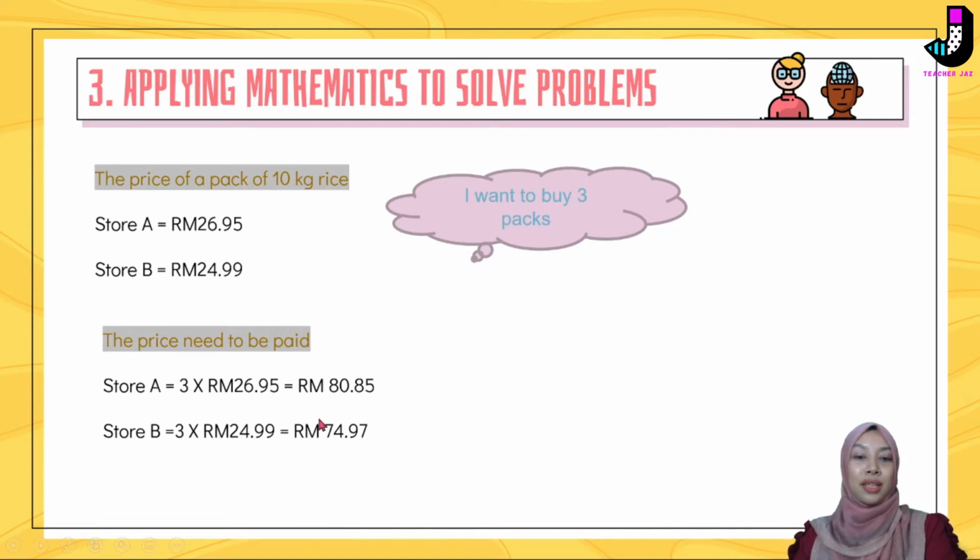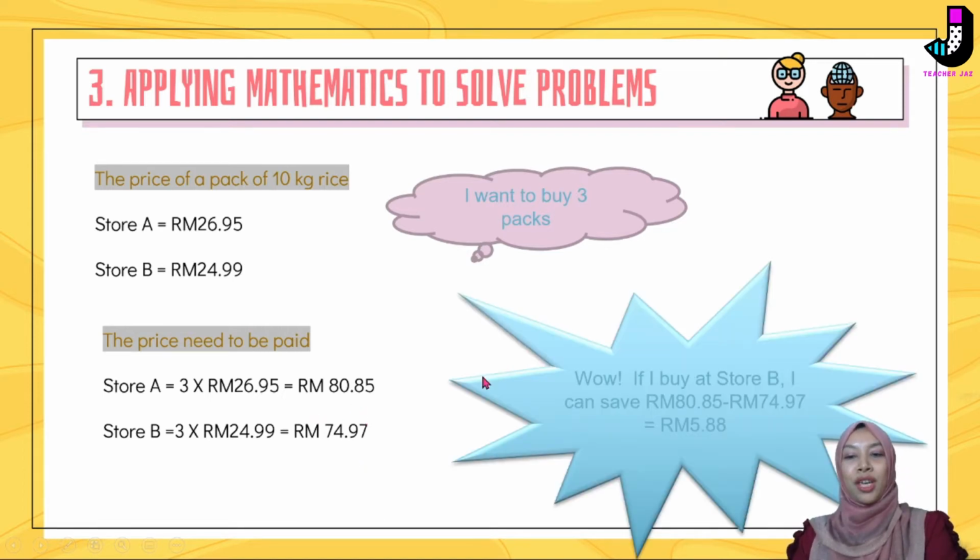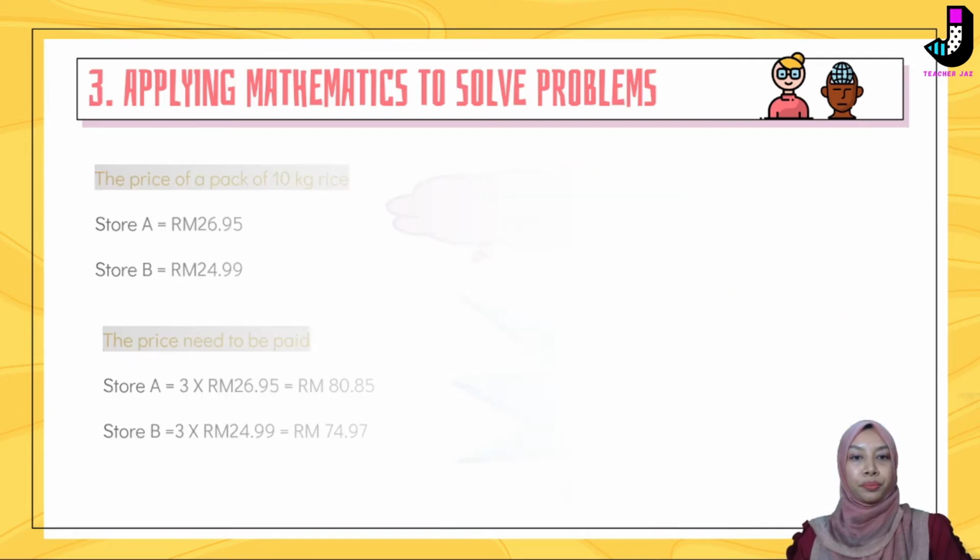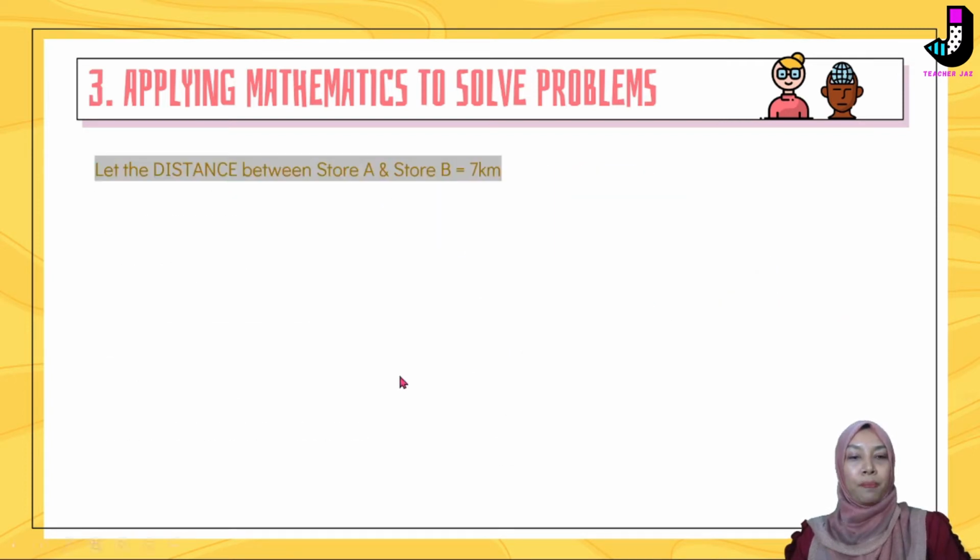So here you can see, wow. If I buy at store B, I can save RM5.88. But it's not just this one saja that needs to be considered. You need to consider the cost of petrol too, because store B is further away compared to store A. So the next step is you need to know what is the cost of petrol from store A and store B.